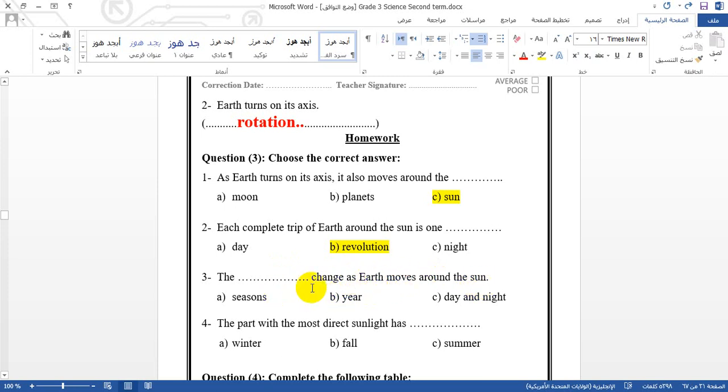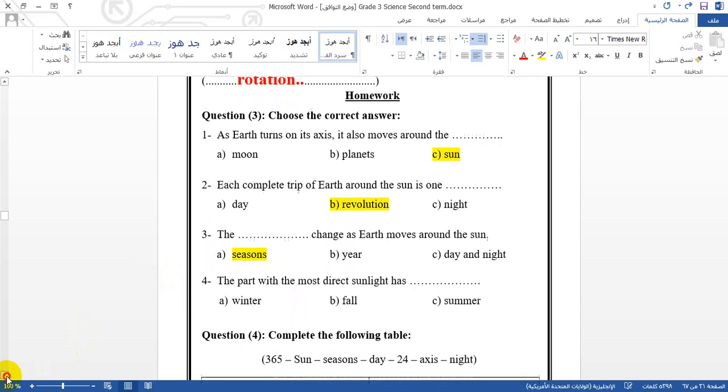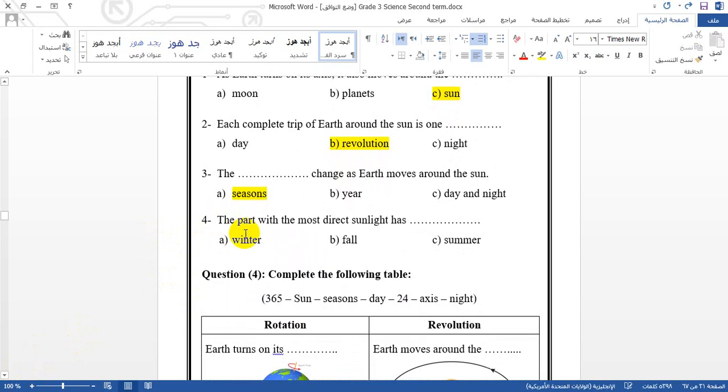Okay, so what exactly will change? The seasons, or year, or day and night when the Earth moves around the sun, guys? When the Earth moves around the sun, what exactly will change? Sure, the seasons. Okay, seasons when the Earth moves around the sun. Let's go to the last question, the multiple choices here.